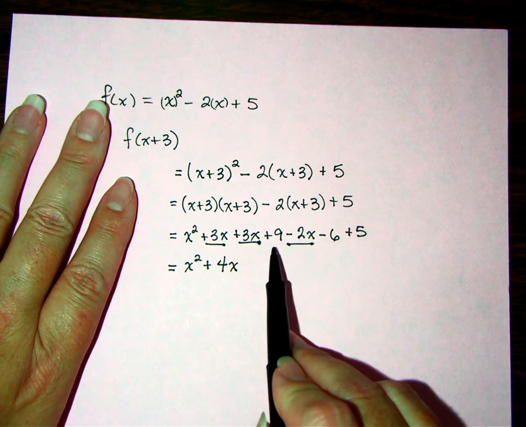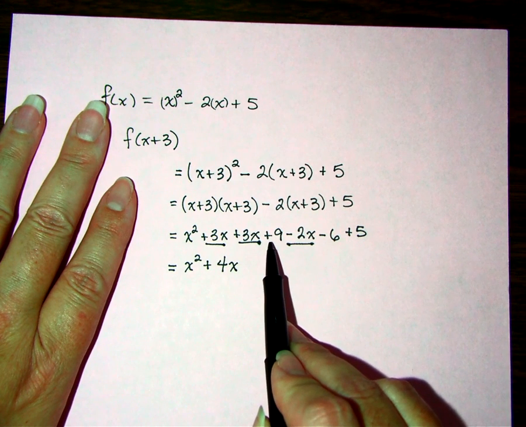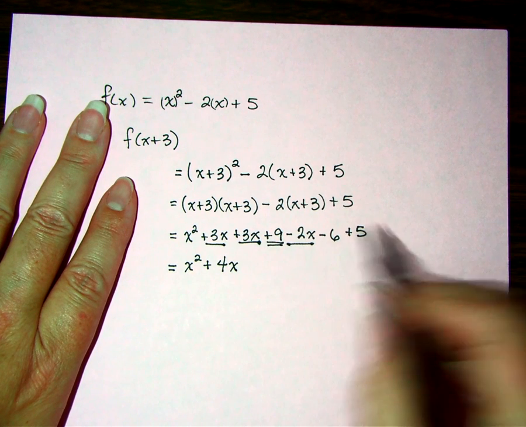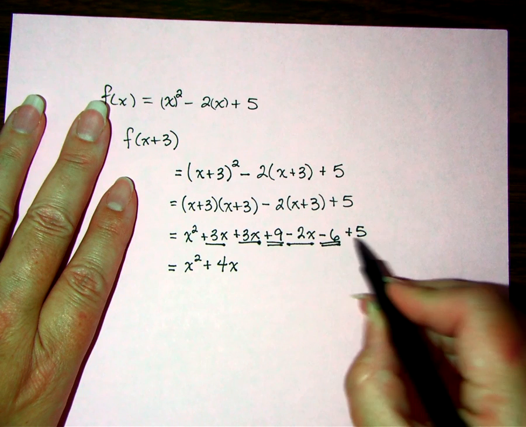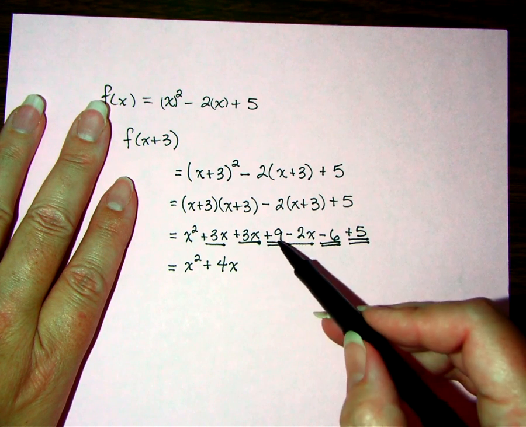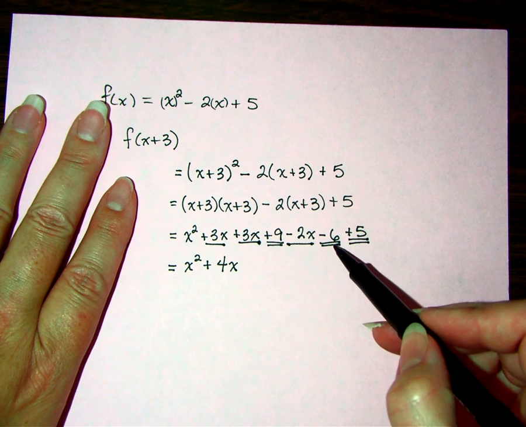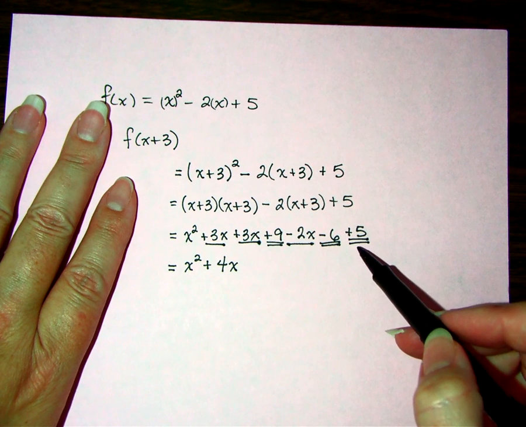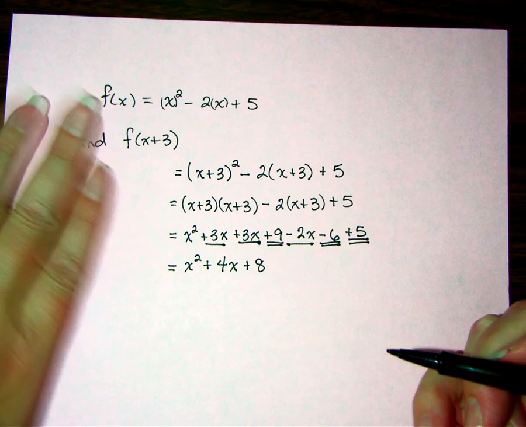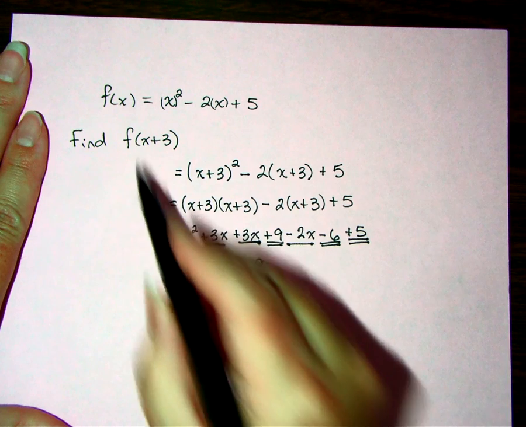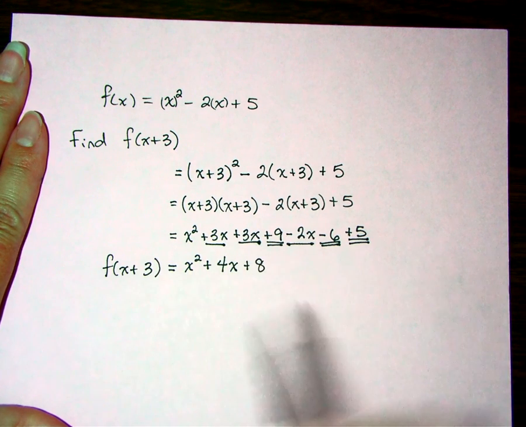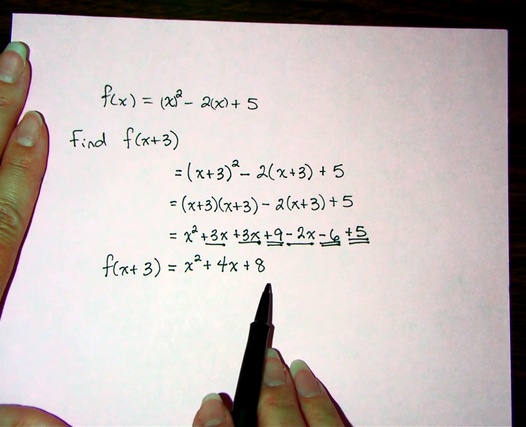The next term that I have not used yet is this one, this 9. The 9 has no x's with it whatsoever, so that's a constant term. We also have two other constant terms. We have a negative 6 and a positive 5. So we're going to be combining these. So we've got 9 minus 6 is 3, plus 5 would be 8. We ended up with a positive 8, so this would be a plus 8. So my final result for finding f of x plus 3, what they asked me to find, would be this new quadratic here, x squared plus 4x plus 8.